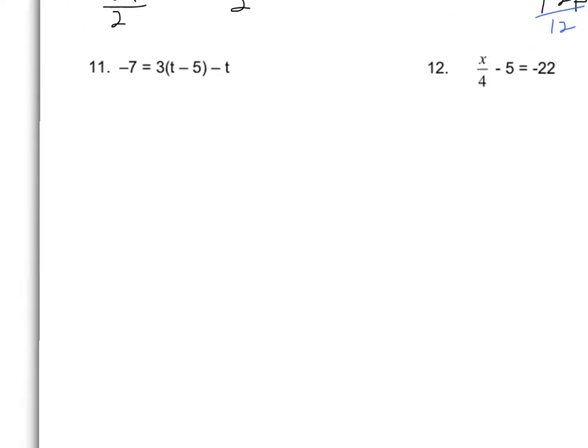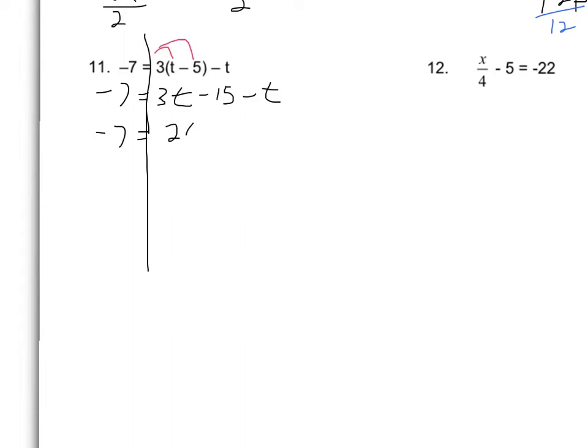Okay, number 11. Split the sides. Distribute that 3. So we want to distribute the 3 to both terms inside the parentheses. So negative 7 equals 3t minus 15 minus t. We're going to combine like terms. So 3t and that negative t at the end gives me 2t minus 15.